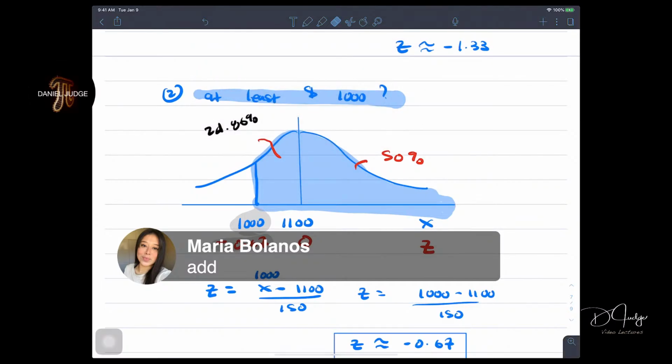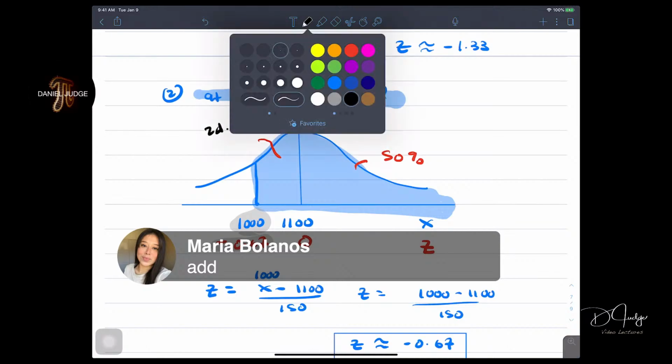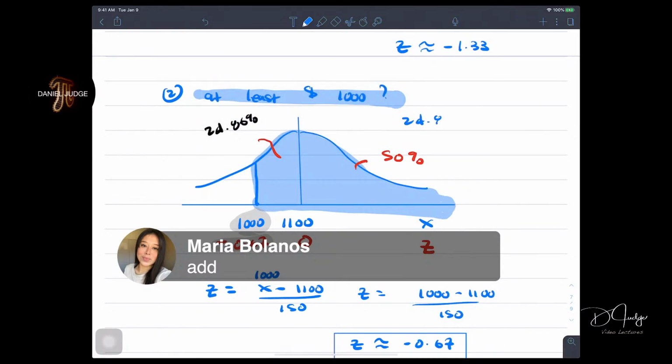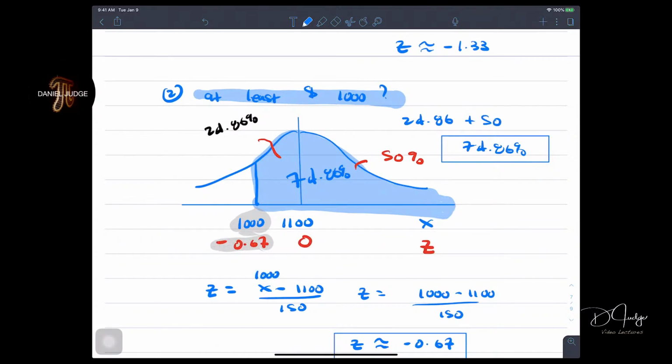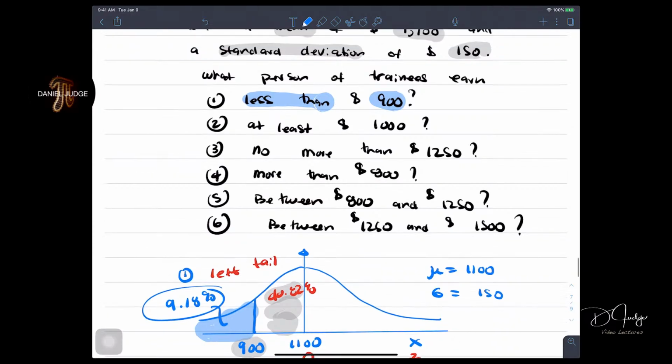24.86 plus 50. Okay. And, you know, I know you guys can do this arithmetic. Final answer is 74.86% of the bell is shaded. So this portion is 74.86% of that bell. Right, Frida? Right, Alexandra? Right, Maria? 74.86. There you guys go. Easy, easy, easy.